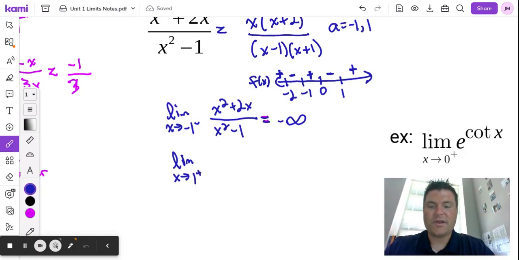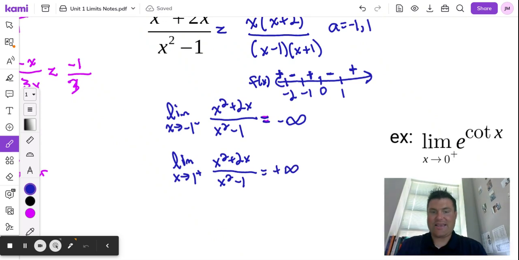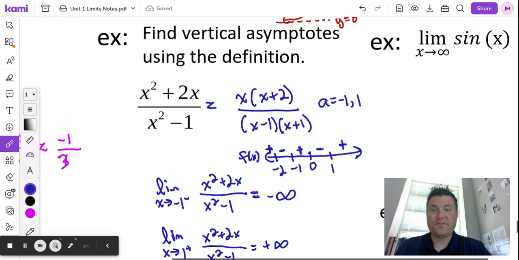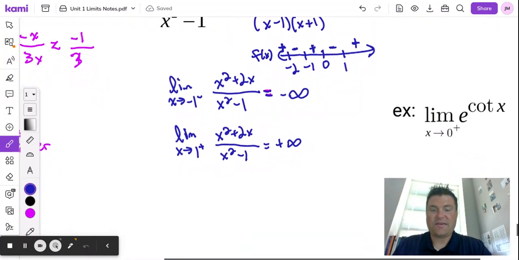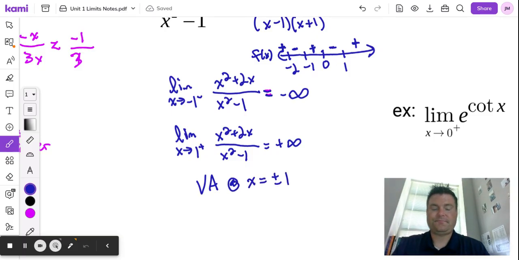Look at 1 to the right of this on my sign chart. You can clearly tell that we're going to positive infinity. So that clears and says that, hey, this is the proof of saying that we have vertical asymptotes at x equals plus and minus 1. Okay.